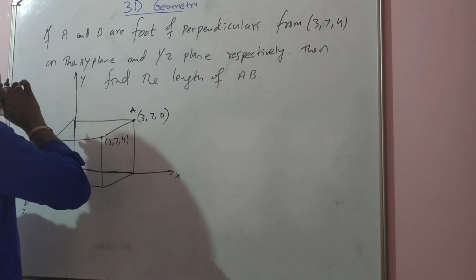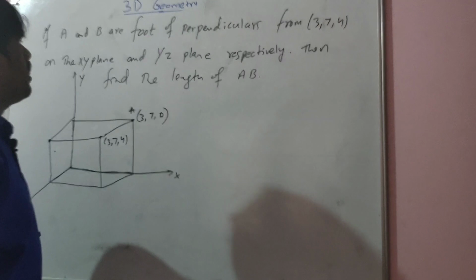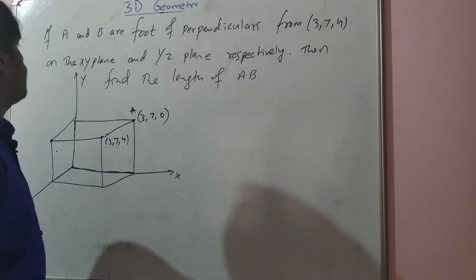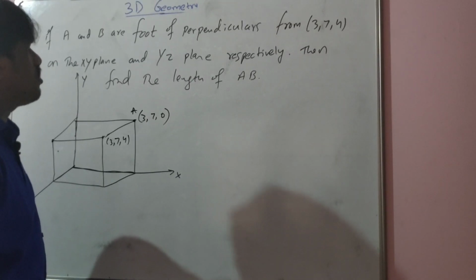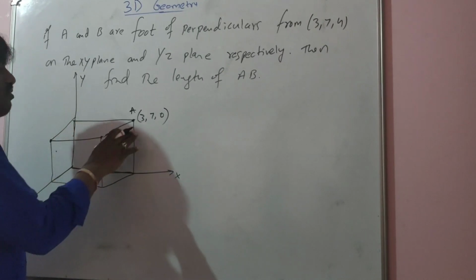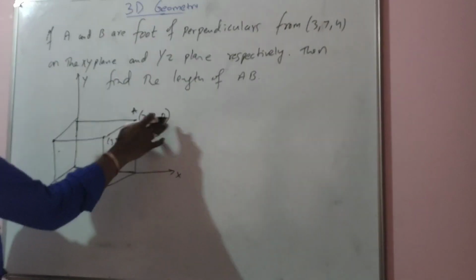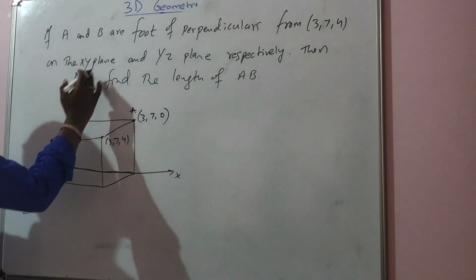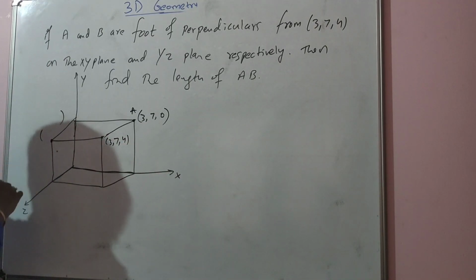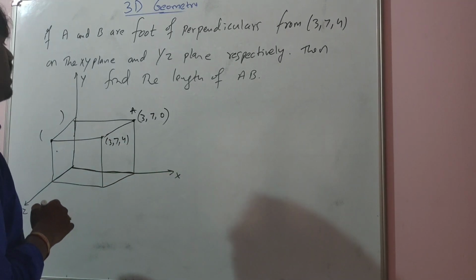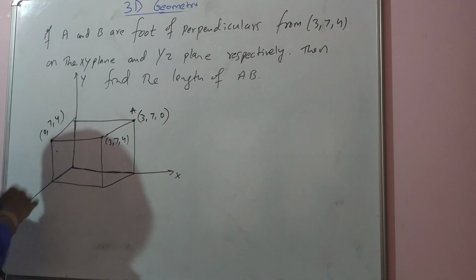It is saying that A, B are the feet of the perpendicular from (3, 7, 4) on the xy plane and yz plane respectively. Then find the length of AB. So on the xy plane, the foot of the perpendicular is (3, 7, 0). On the yz plane, the foot of the perpendicular will be this. This is the yz plane, so x is equal to 0. It is (0, 7, 4). This is the B point.